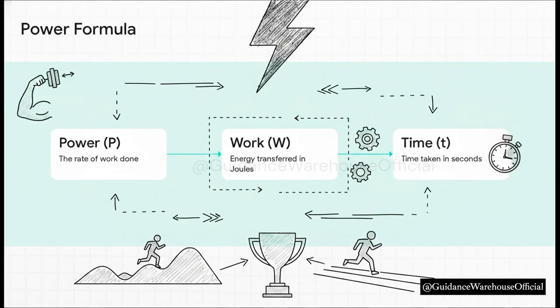Which brings us right to the formula. And it's beautifully simple. Power equals work divided by time. P equals W over T. So if you want to crank up your power, you've basically got two options. You either do more work overall, or you do that exact same amount of work, but in a much shorter window of time. It's this super direct mathematical rule that dictates the performance of literally every machine on Earth.